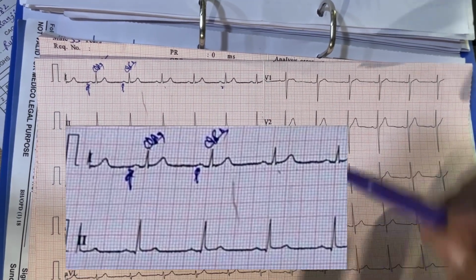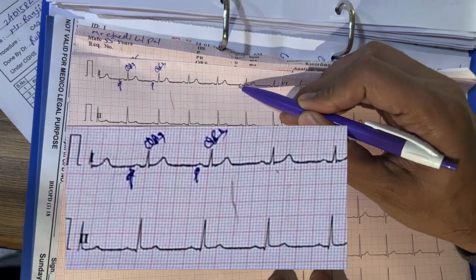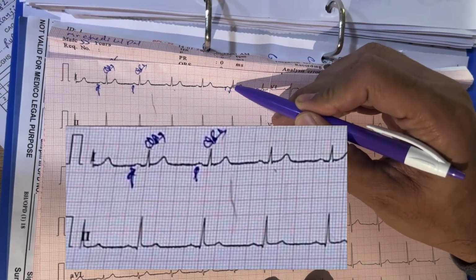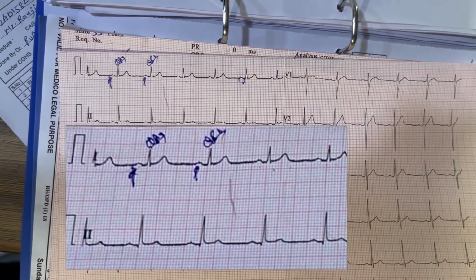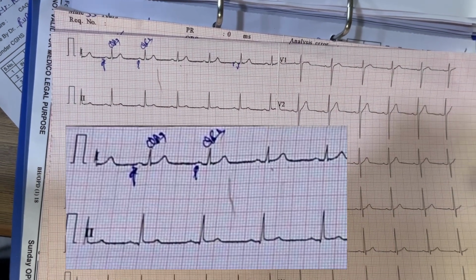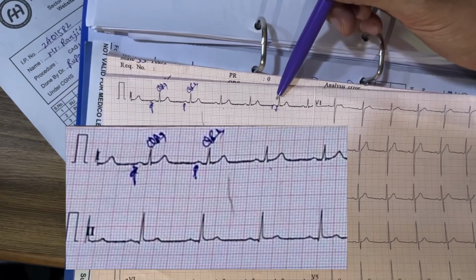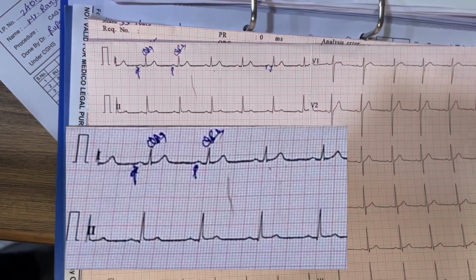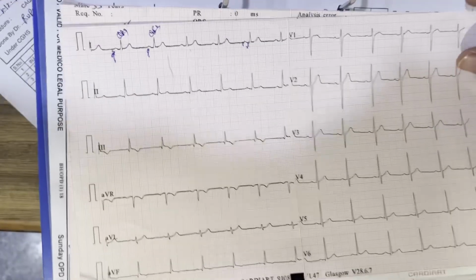So if your PR interval, that is if your starting point to this point, is less than 5 small squares, this is normal conduction time for the atrial impulse to reach ventricle.